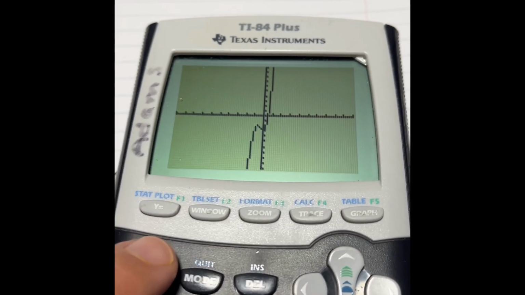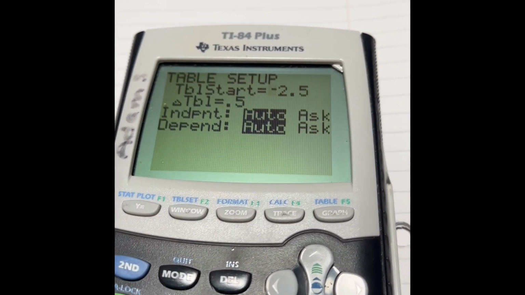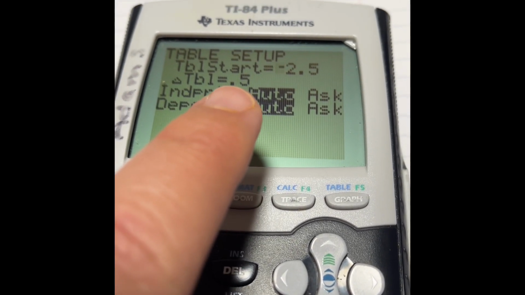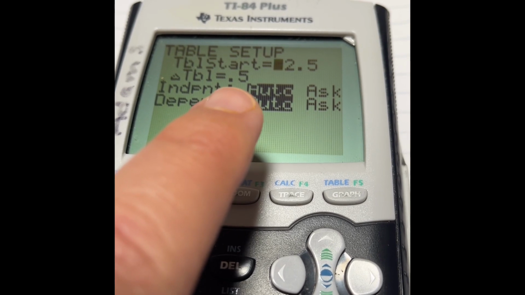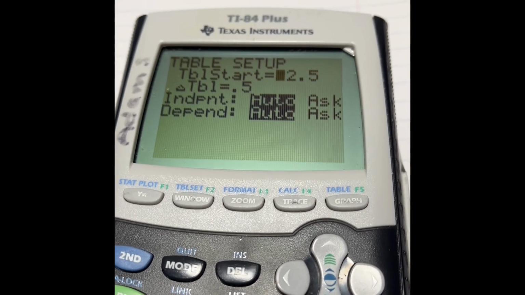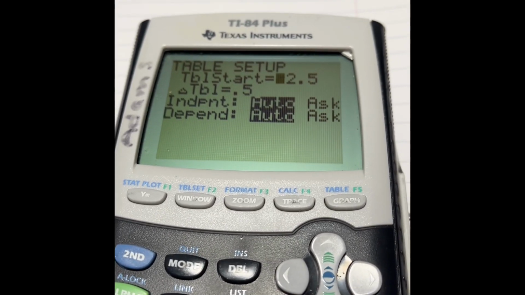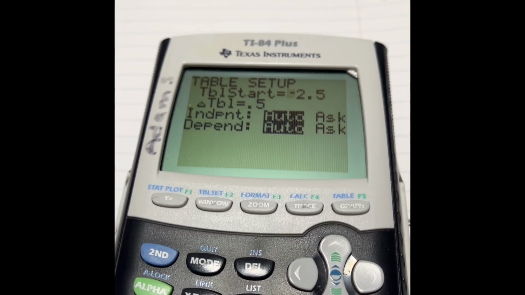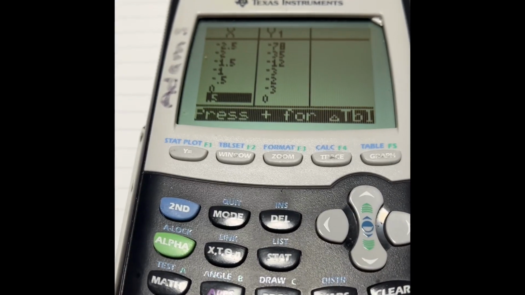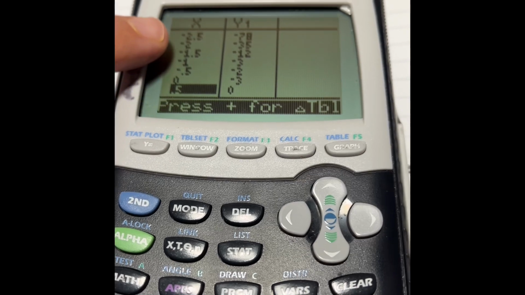What I would do is hit second and table set to fix my table. Delta table is what you set to change how your x values are changing in your chart or in your table. And instead of going by ones, I want to go by 0.5. And this has the table starting at 2.5. So now if you hit second and table, you'll notice that the x values are going up and down by 0.5.